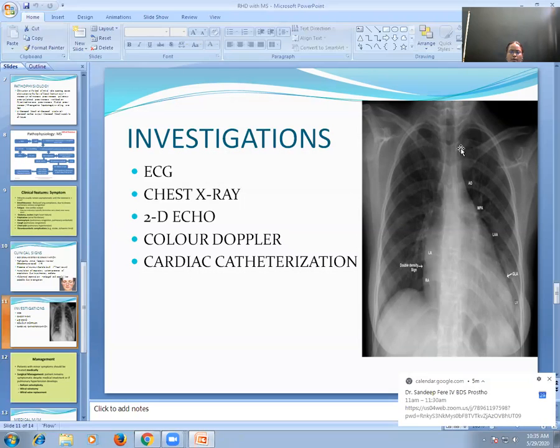This is the right border of the heart. This is the left border of the heart. This is the right border. The right border is mainly constituted by the right atrium. So this is the part of the right atrium.